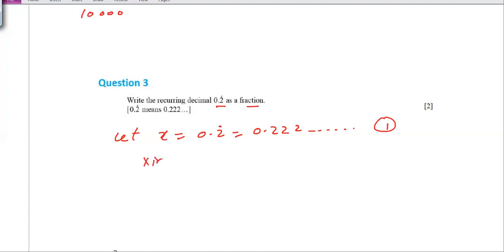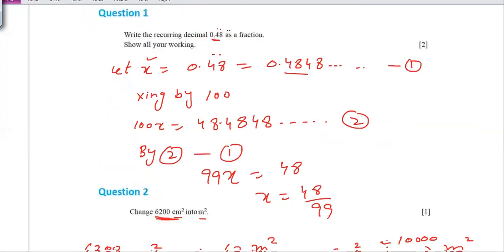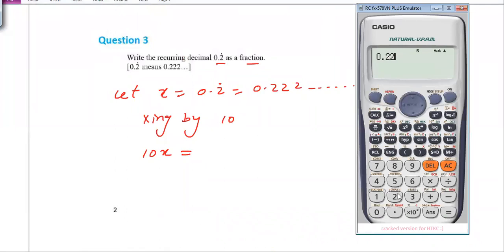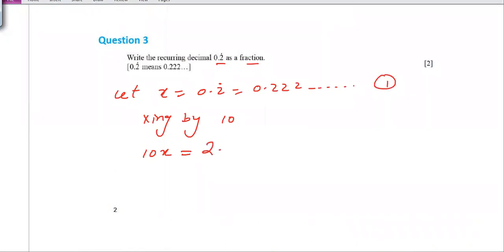When I multiply x by 10, it will become 10x, because there is only one digit. In the previous one, two digits were repeating, so I multiplied by 100. Now in this one, just one digit is repeating, so I multiplied by 10. When you multiply 0.222 by 10, what will happen? Use your calculator. It will be 2.22. But look, here we write three digits after the decimal, so make sure you write the same number of digits. Then further calculation will be quite easy.